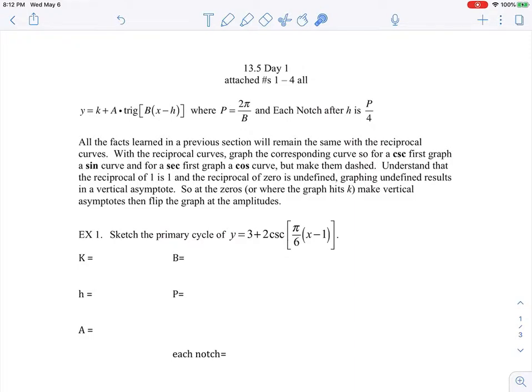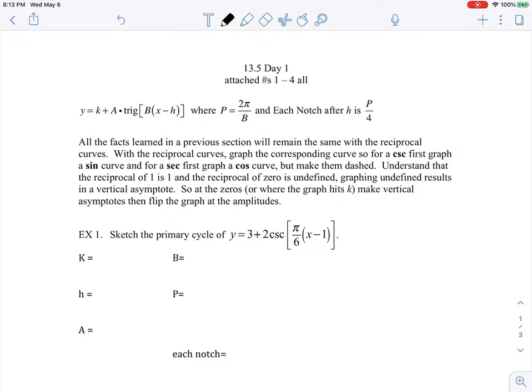Here's what we're going to do. When we graph a cosecant, we are going to graph a sine curve and then flip it over. And let me show you how that's done. Okay, so when I start out on any of these, I don't even care what that is. I still need to find my K, my H, my A, my B, my period, and each notch, no matter what this says, okay? I can look at that way after I even set up my graph. So let's take a look at how we go about this.